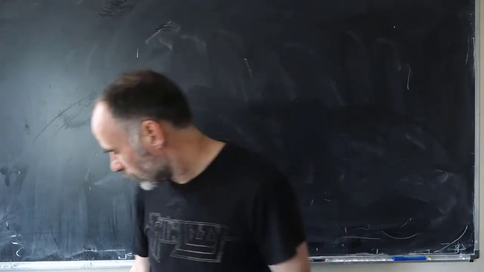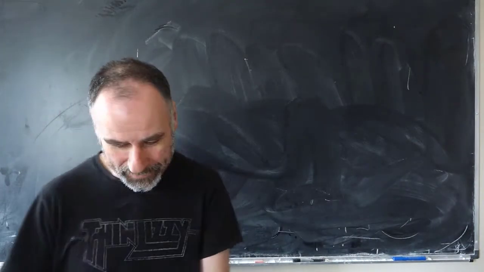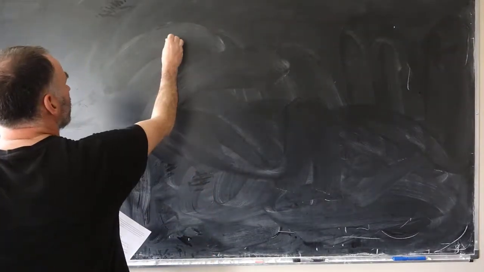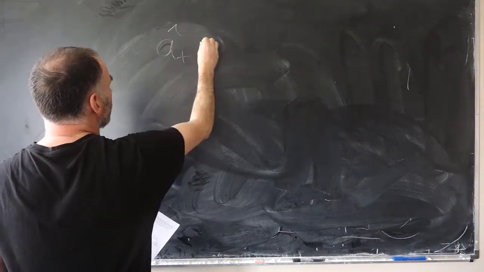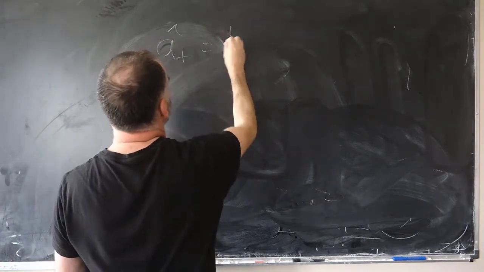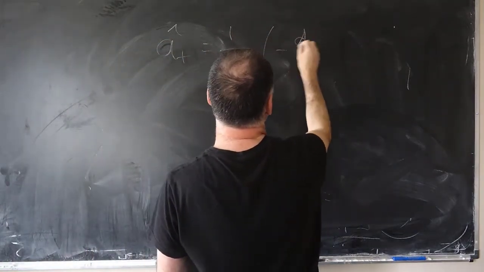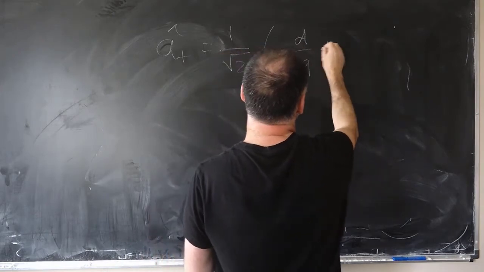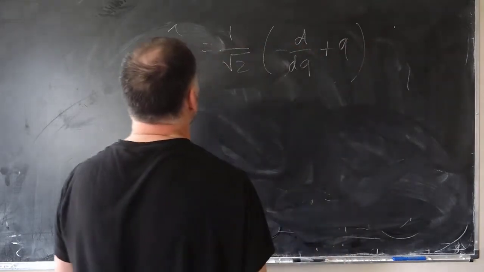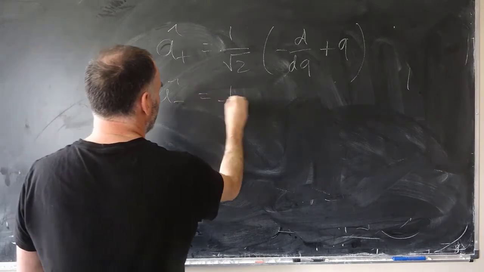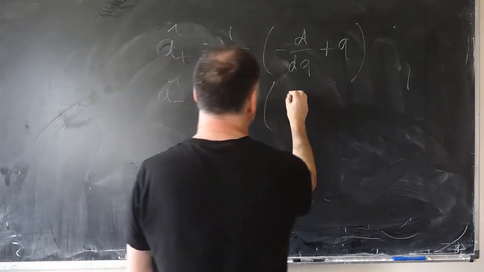Right, so show that the momentum operator can be written in terms of the raising and lowering operators as follows. In the question, it defines the raising operator in terms of Q, maintaining the link with Q, like that, and the lowering operator like that.